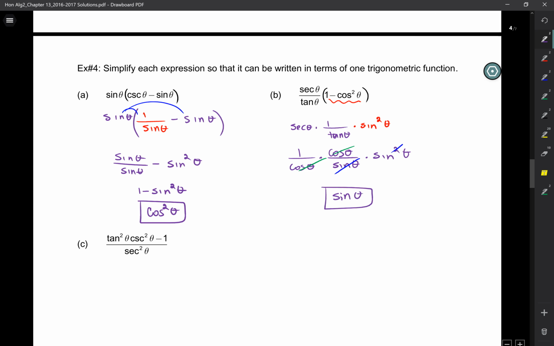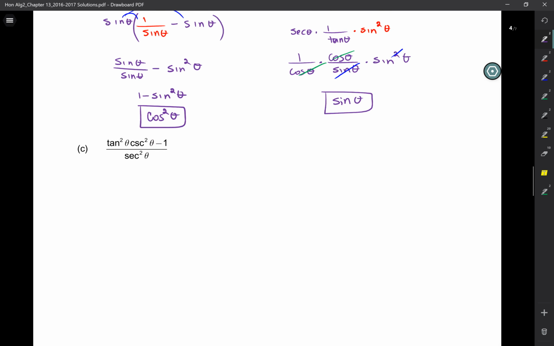All right? So it says to write in terms of one trig function. There we go. It's one trig function. If you have sine and cosine, no good. Okay? All right, here we go. Let's try to do the same here. So tangent squared is sine squared theta over cosine squared theta, right? That's all I did, is this one.